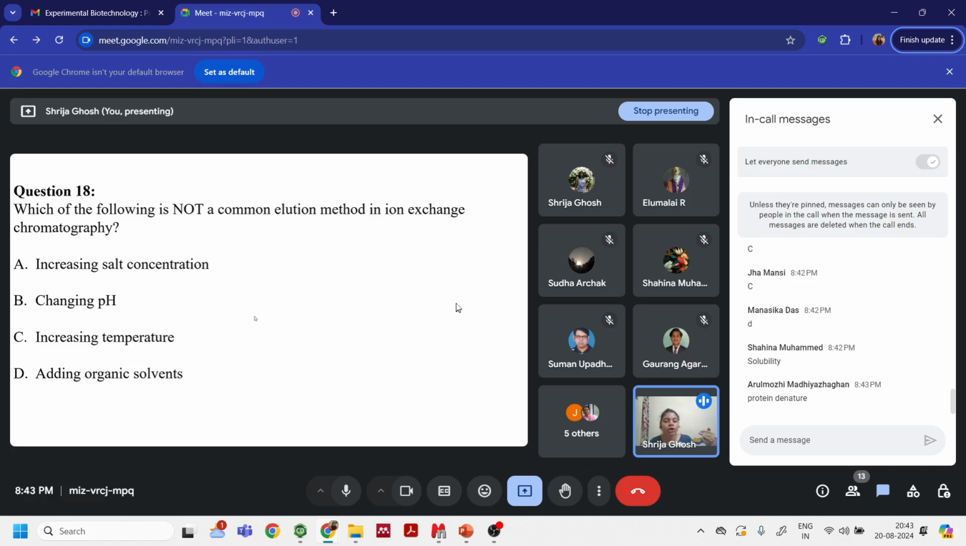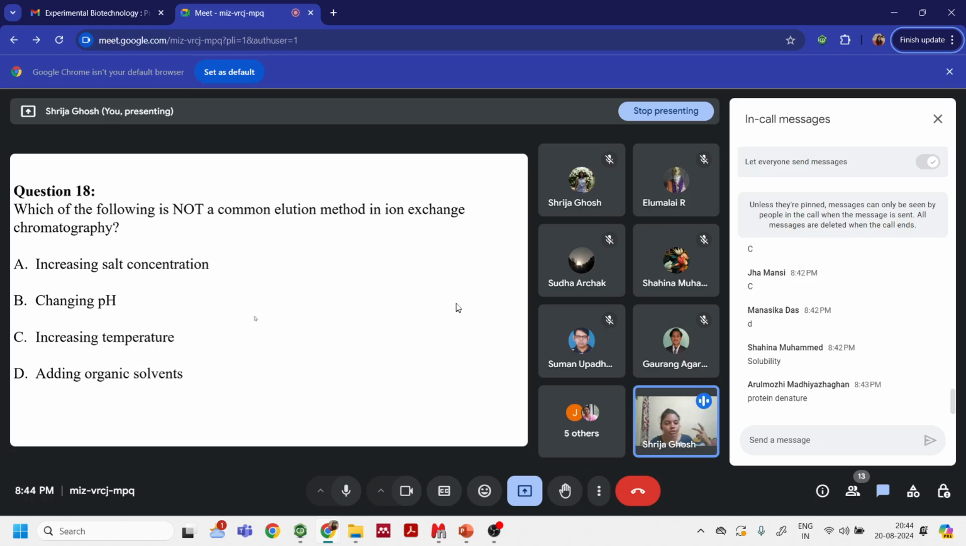So organic solvents will affect the polarity, which in turn will affect the hydrophobicity. So addition of organic solvent is not the right choice for ion exchange chromatography. That is the right choice for HIC. Rest, increasing salt concentration: of course, I told you that if you increase the salt concentration, counter ions will increase, and thus the competition will increase and you will get the elution.